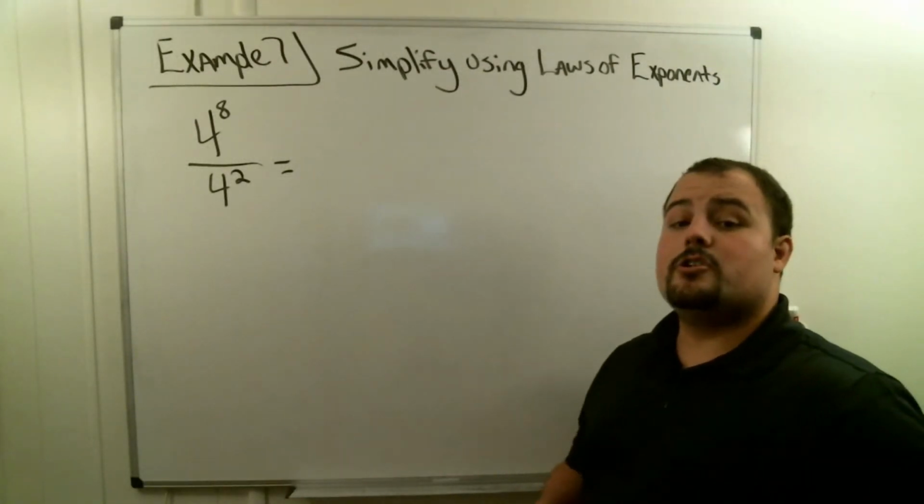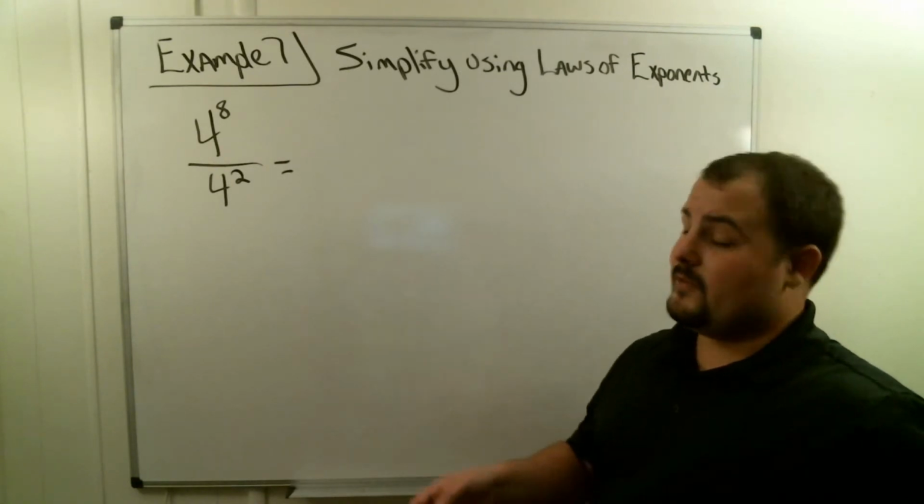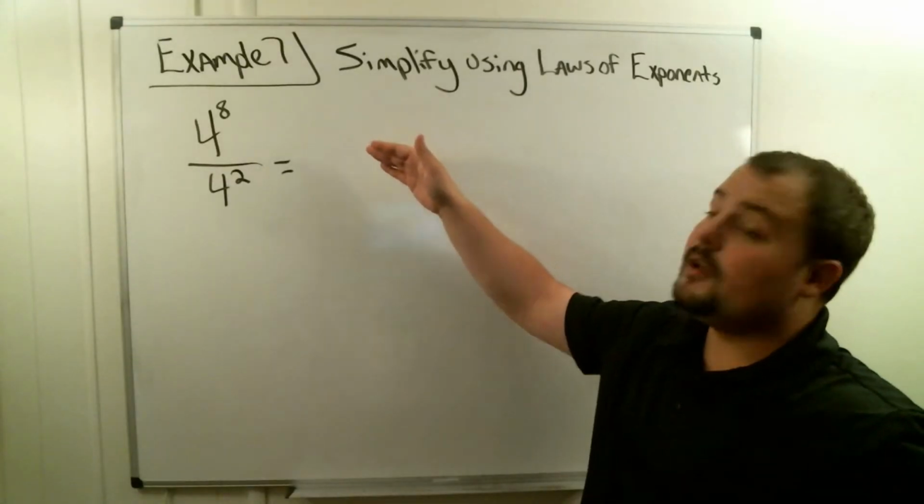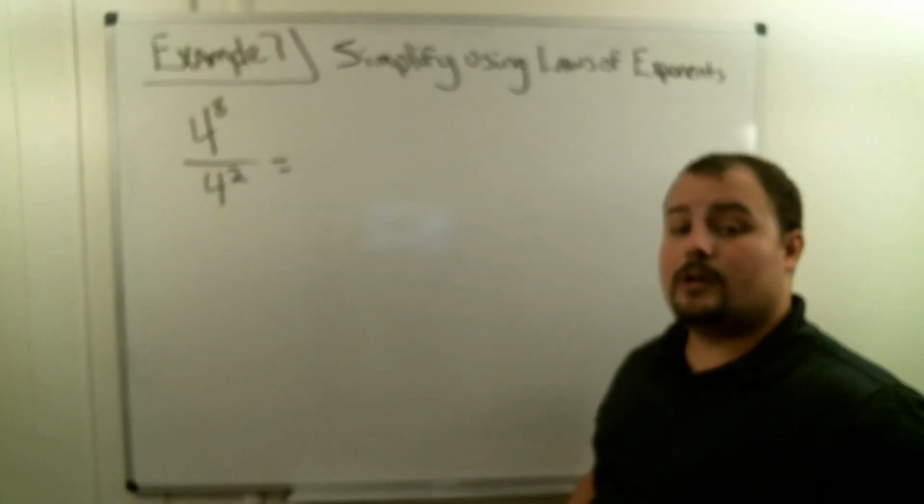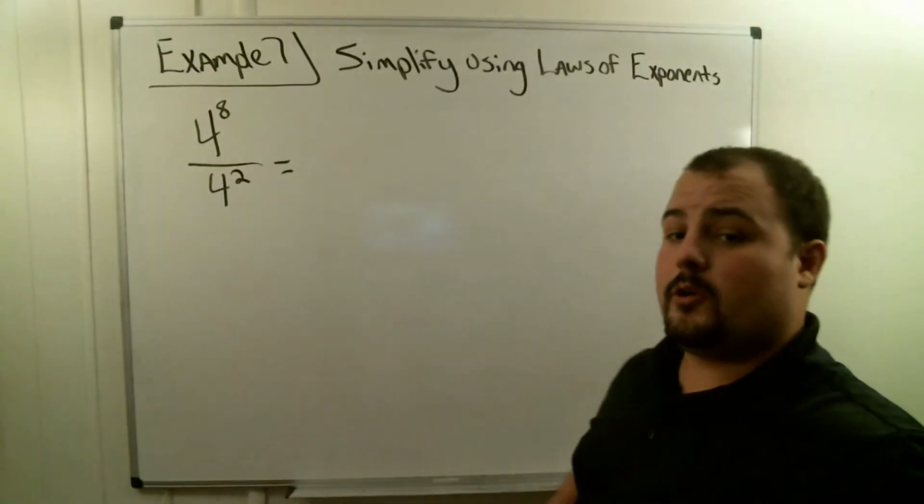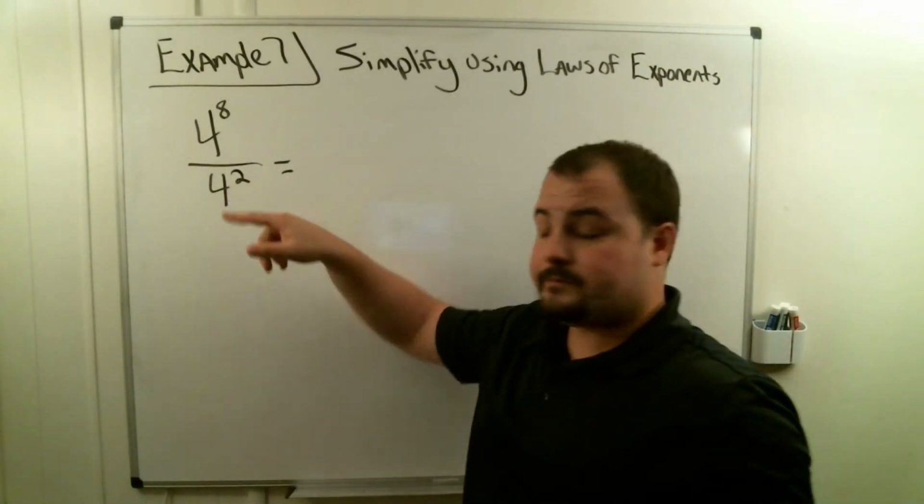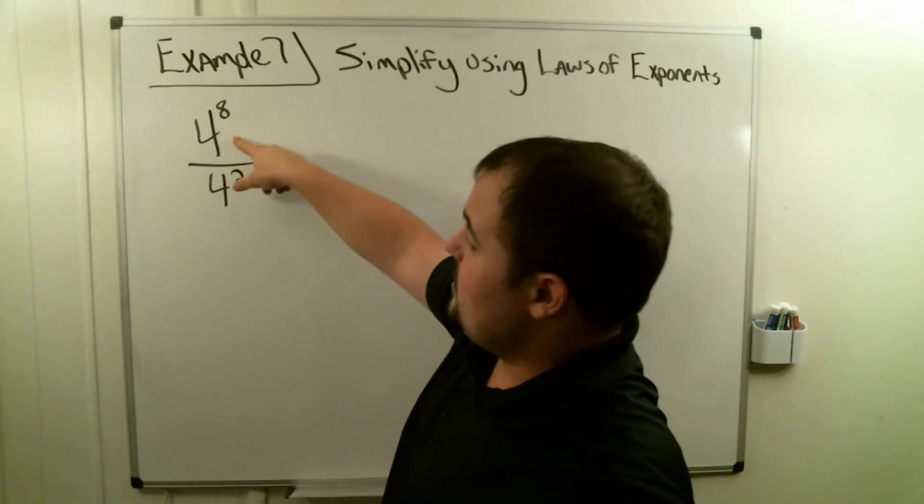Let's try some problems. Example 7 says that we're going to simplify using the laws of exponents. What they want us to do in example 7 is they want us to take 4 to the 8th power and divide it by 4 to the 2nd power. So what we need to do is look at what law of exponent we are doing. Well, in this case, we have division happening. So what we're going to do is divide these.